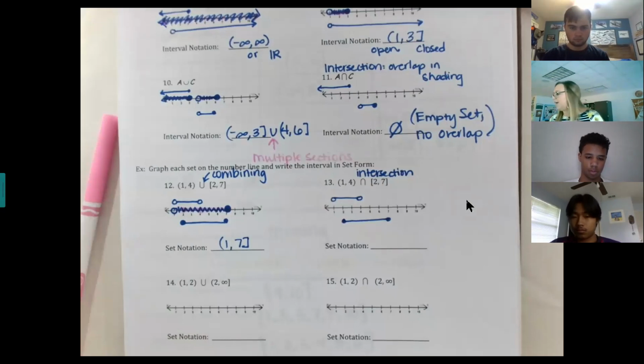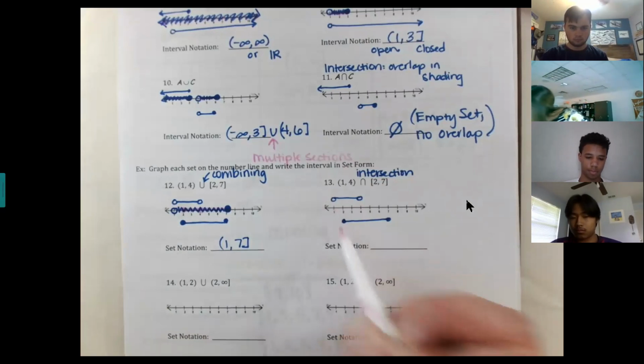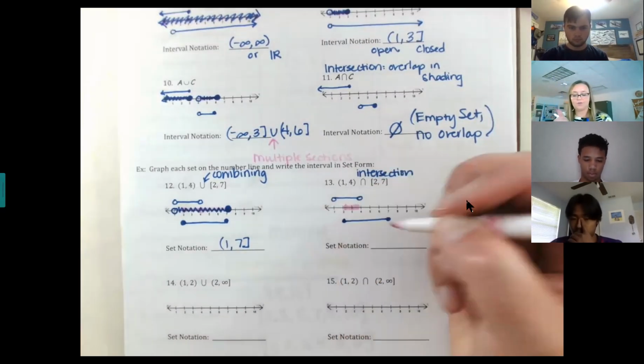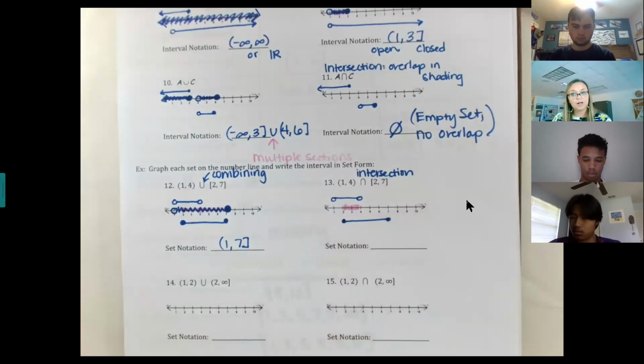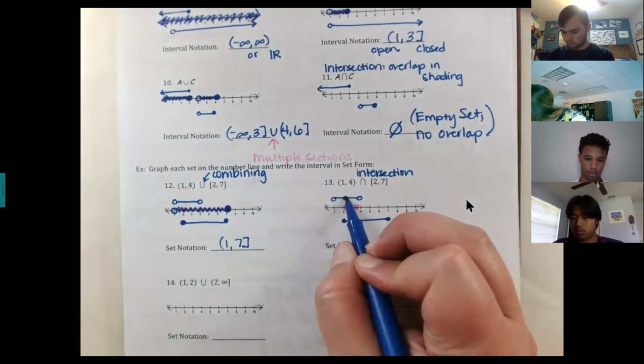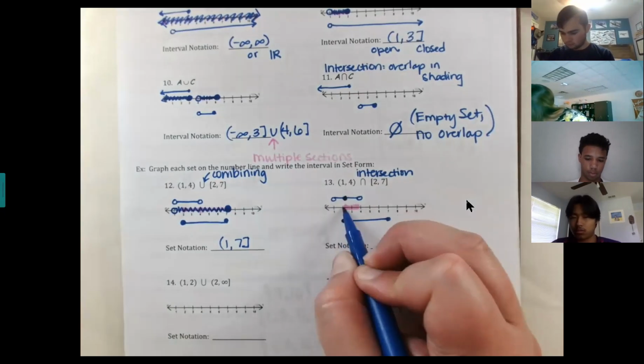So I would say, okay, well at 1, it's shaded up here, but not down here. That doesn't count. Okay, but they are both shaded on that little interval from 2 to 4. And then I have to choose what kind of circles I want to use based on if they both shade it or if only one of them shades it. Okay, so let's look at 2 first. 2 was shaded on the top. It was shaded on the bottom. Then they agree.